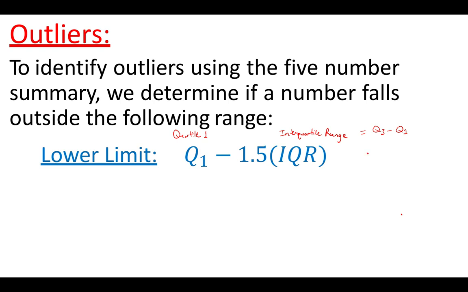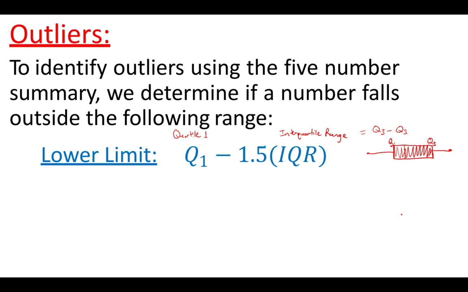If you think back to box and whisker plots again, it looks something like this, right? Q1 occurs right here. That's the median of the lower half. Q3 is up here, the median of the upper half. So the interquartile range is this area in between here. So we do Q1 minus the IQR times 1.5.